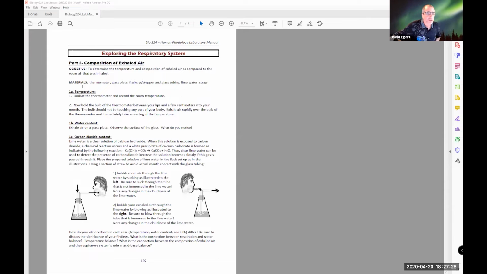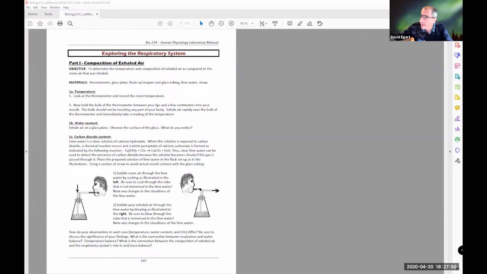Basically, you're going to be sucking air in from the room, and then you breathe out and you look at how the air you're breathing out compares in temperature. How does it compare in water content? And then this other piece that we're doing is using lime water.